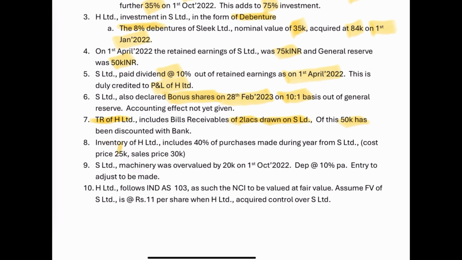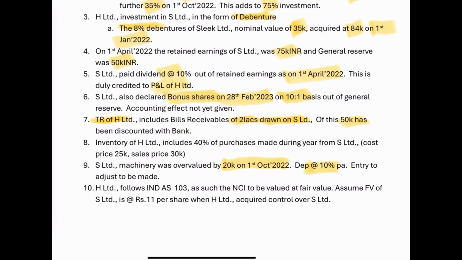Then the eighth piece of information: inventory of H Limited includes 40% of purchases made during the year from S Limited. The cost of that inventory was 25,000 and the sale price was 30,000. So we'll have to eliminate the intercompany profit on the inventory. Let's see how this should be done. Then the ninth information: S Limited's machinery was overvalued by 20k on 1st October 2022, with depreciation at the rate of 10% per annum, and an entry for adjustments is to be made. We'll see that. Then the last information is that H Limited follows IND AS 103.